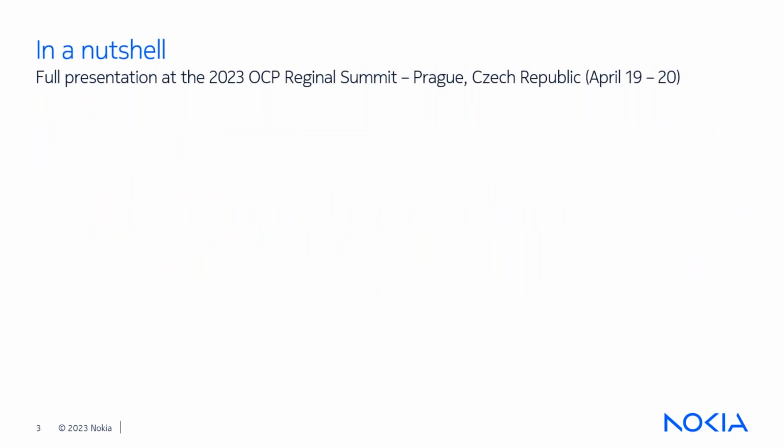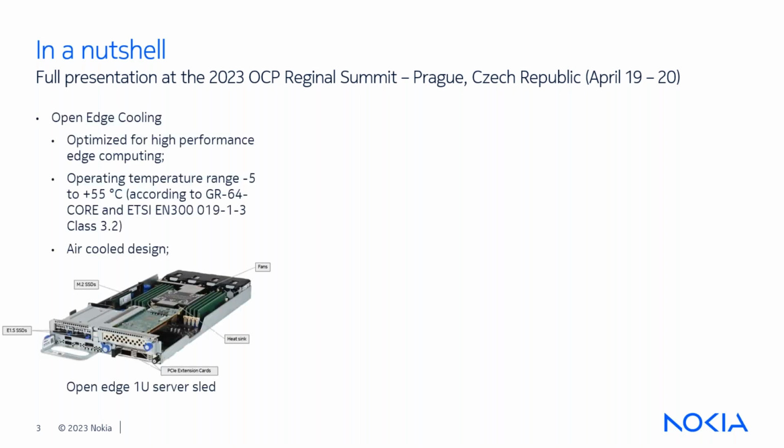So in a nutshell, here is a teaser of what is going to be presented at the regional summit. Basically, we'll talk a little bit about the OpenEdge cooling and how it's currently being done. This is the 1U server shown there, and this OpenEdge cooling is optimized for high performance edge computing, and it's currently being tested and designed to operate in temperatures ranging from -5 up to 55 degrees. And it's basically using traditional air-cooled designs.